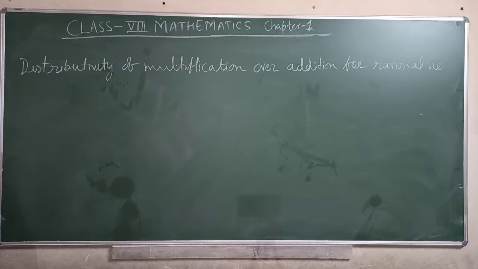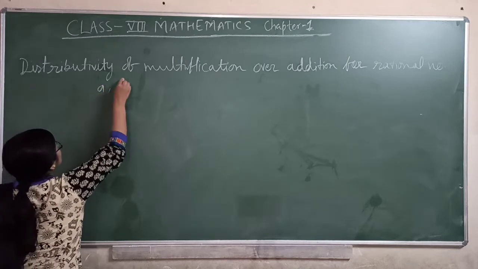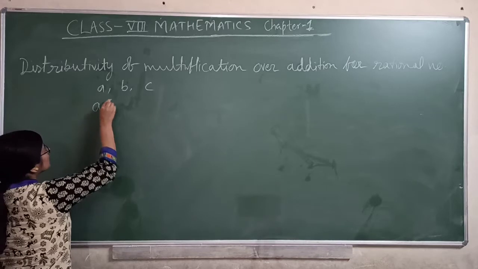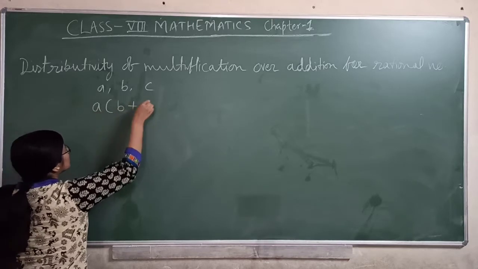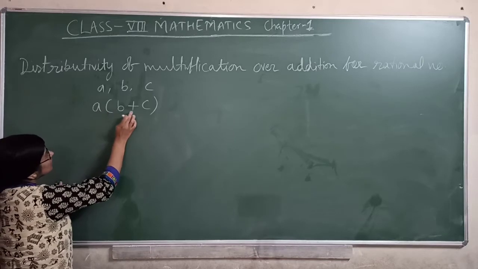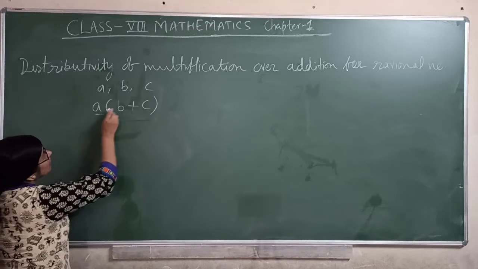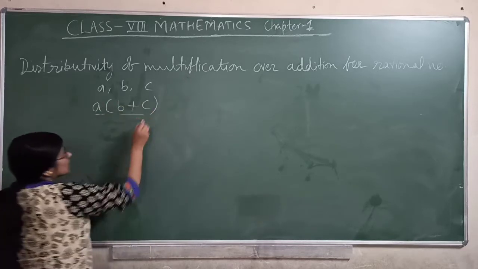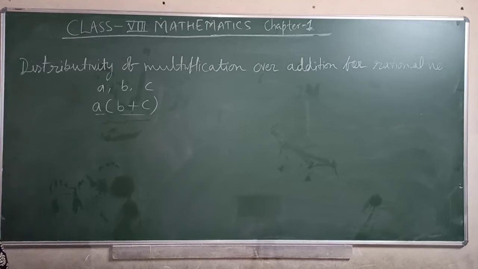When we are doing it for addition, this is over addition. When we do this for subtraction, this is called for subtraction. Let A, B and C be three rational numbers you have. So, A within bracket, B plus C. A bracket means multiply, B plus C. Here we are doing multiplication over addition. Here we are doing addition.